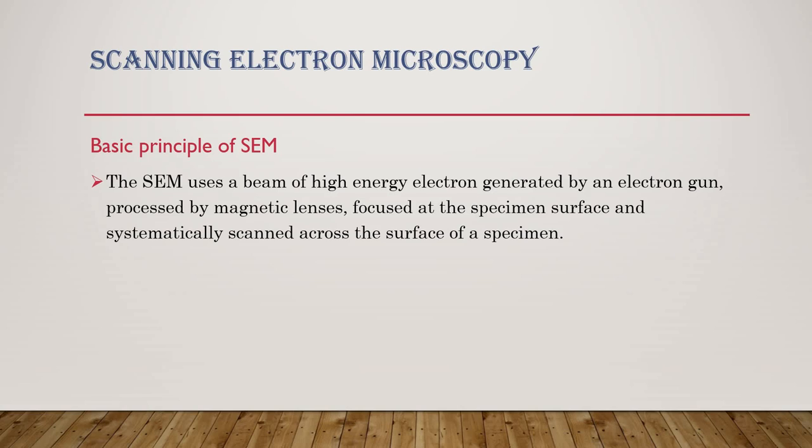The basic principle of SEM is that the SEM uses the beam of high energy electrons generated by an electron gun, processed by magnetic lenses, focused at the specimen surface and systematically scanned across the surface of a specimen.